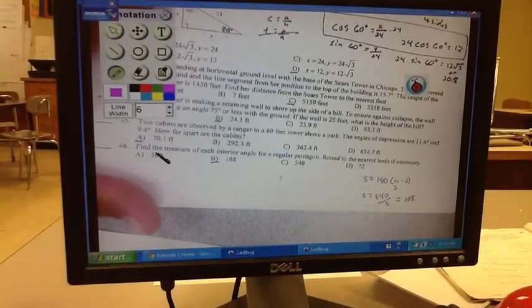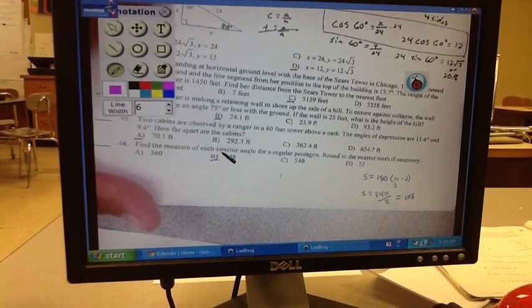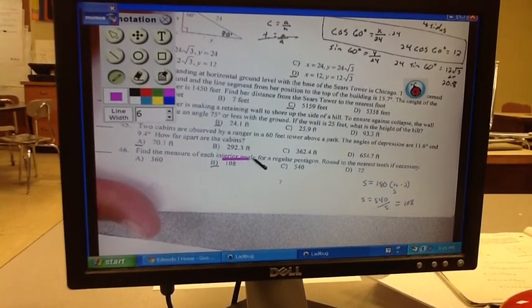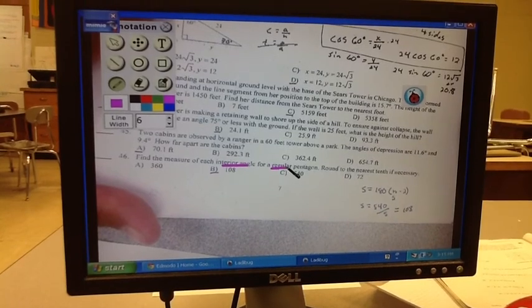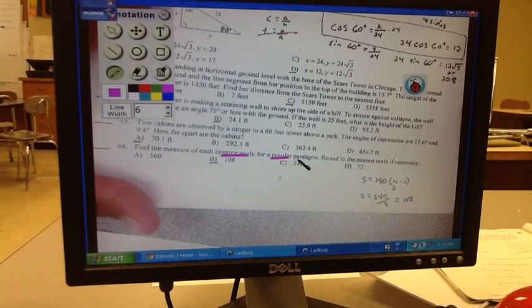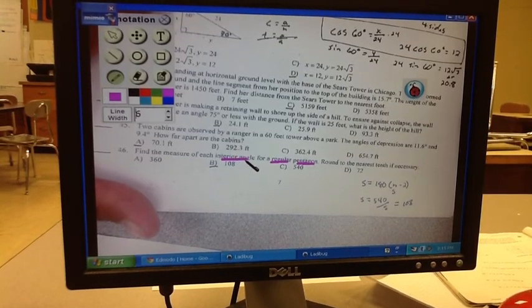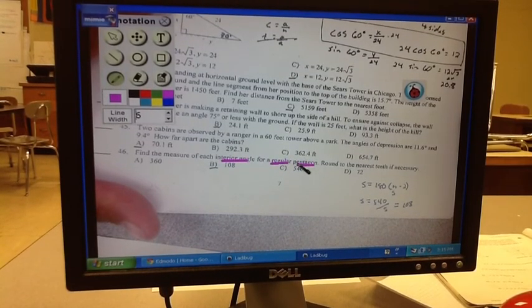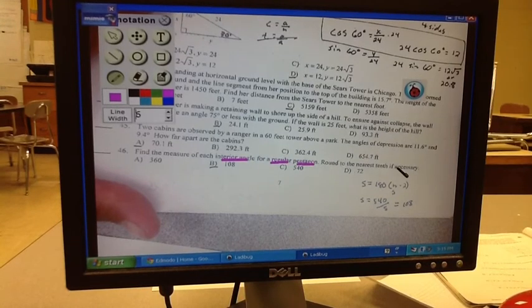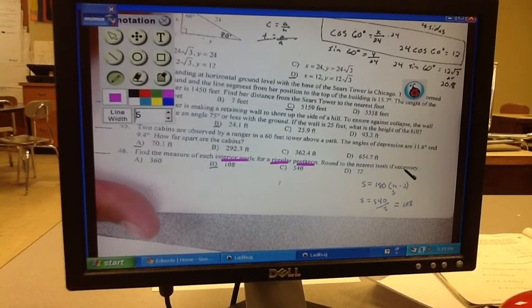Alright, number 46. Find the measure of each interior angle. So we're talking about one interior angle of a regular pentagon. Remember what regular means? All the sides are the same. A pentagon meaning 5 sides. So don't forget your vocabulary. Interior angle, one interior angle. A regular pentagon. Round to the nearest tenth if necessary.